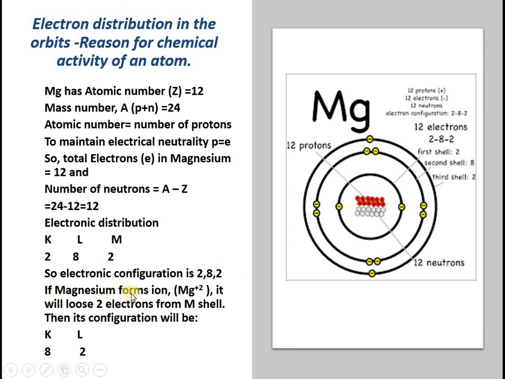Now, if magnesium forms an ion, that is Mg plus 2, it loses the last 2 electrons, that is from the M shell it loses 2 electrons. So, it becomes stable. In that case, L will be the outermost shell. Electrons are lost from the M shell, so its configuration will be 2, 8.